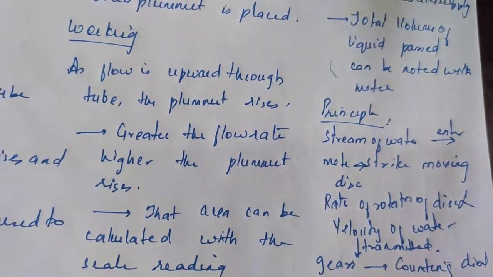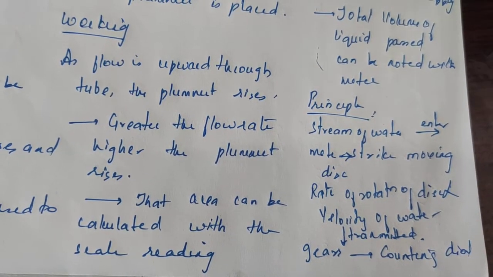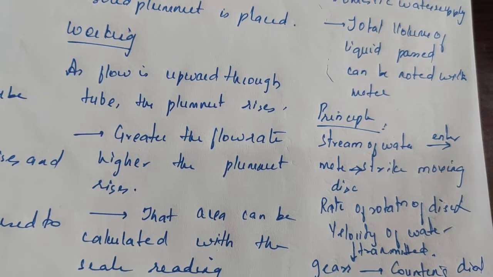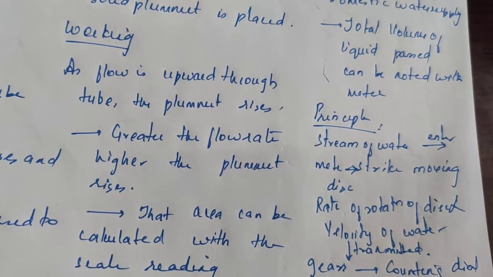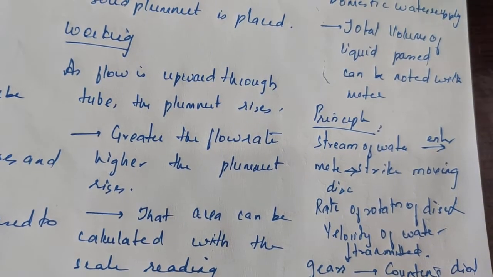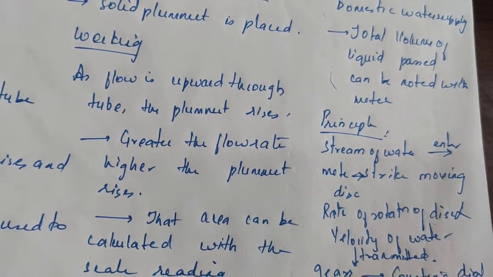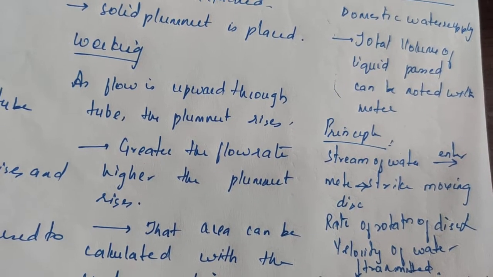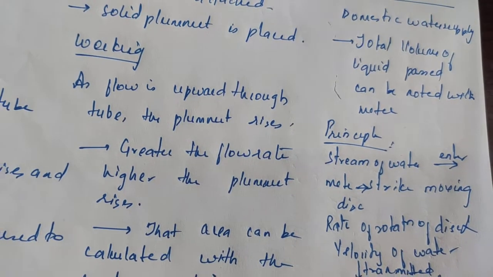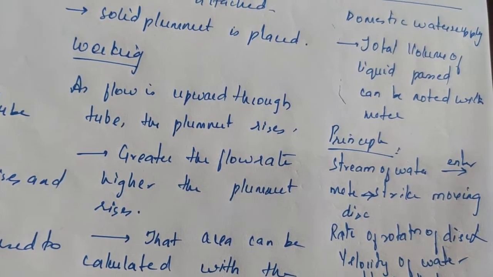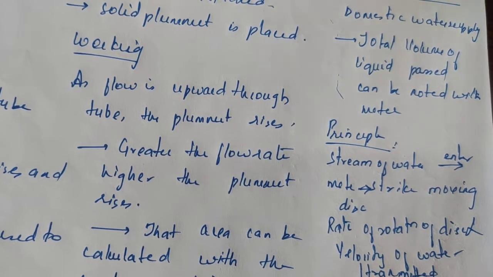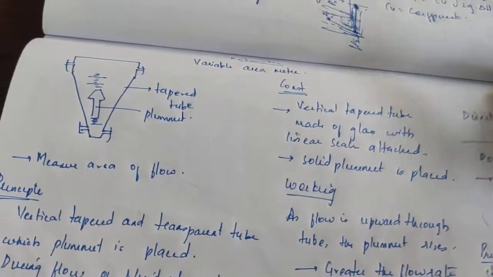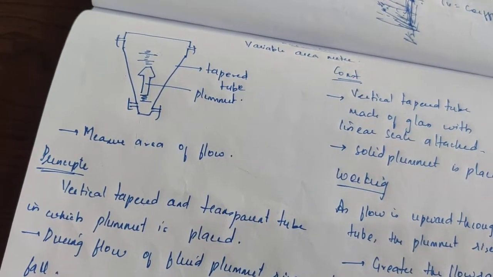Okay, so the basic principle is, whenever stream of water is entering the meter, it will go and strike the moving disc, and the moving disc will be rotating to a particular speed. More the speed of the water, more the rotating disc, and that disc will again transmit its rotations to the gear, and the gear again will transmit its rotation to the counting dials, and with that counting dial we will be getting the readings of water. Okay, this is direct displacement meter, and rotameter we have discussed already.